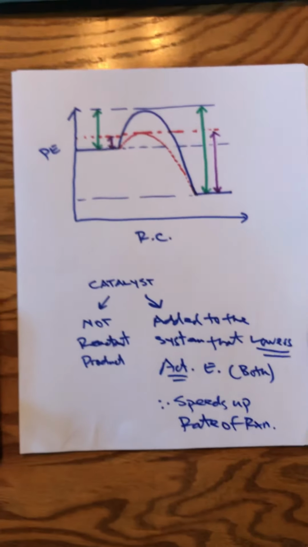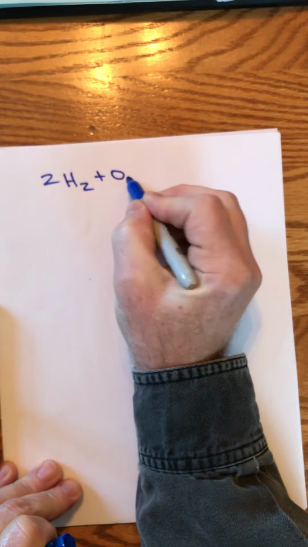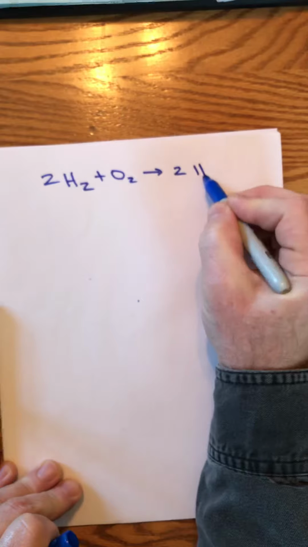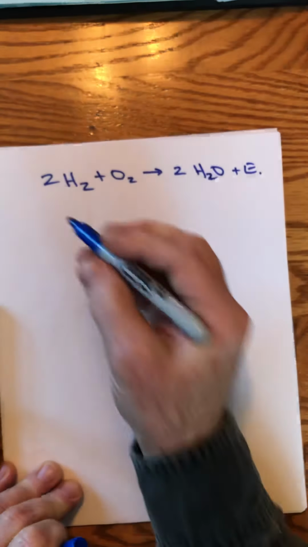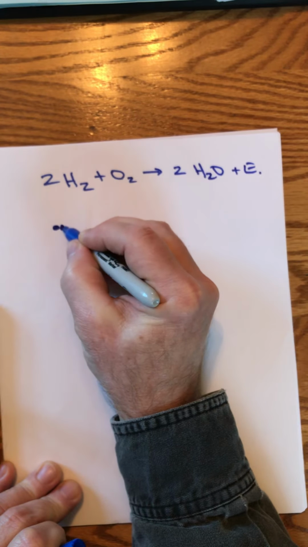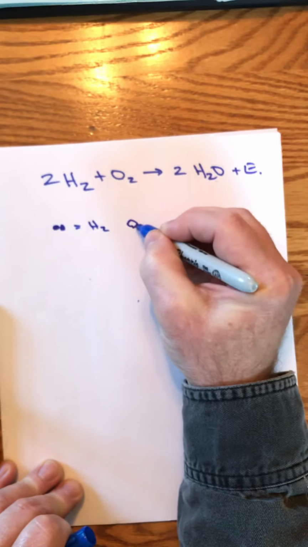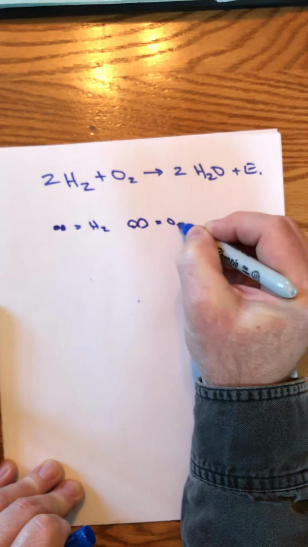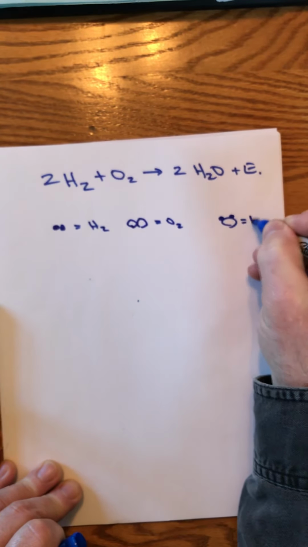Let's talk about the reaction mechanism. If I take a simple reaction, let's make some water. 2 hydrogens plus 1 oxygen would give you 2 waters. That's an exothermic process. If I use a particle diagram, that's what a molecule of H2 looks like. That's what a molecule of O2 looks like. Okay, so water looks like a Mickey Mouse.